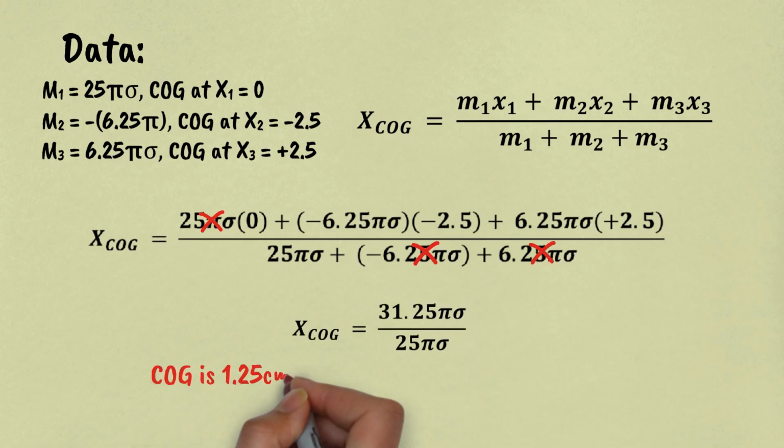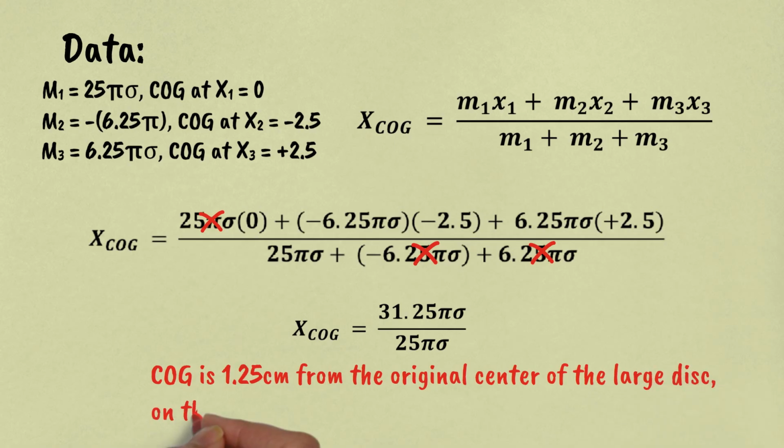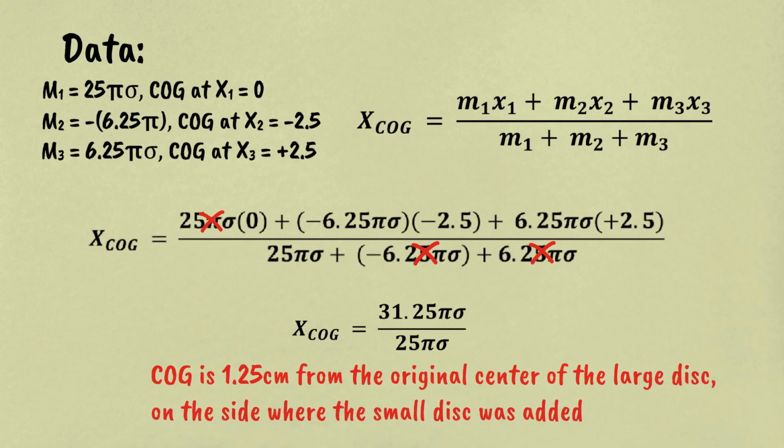Therefore, the center of gravity of the final arrangement is 1.25 centimeters from the original center of the large disk, on the side where the small disk was added. And that's it. We found the new center of gravity.